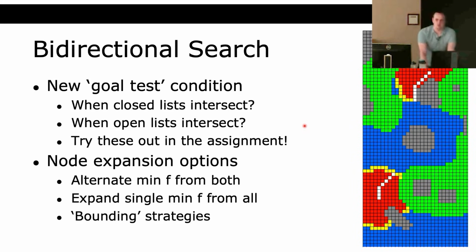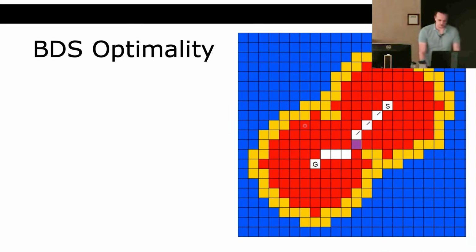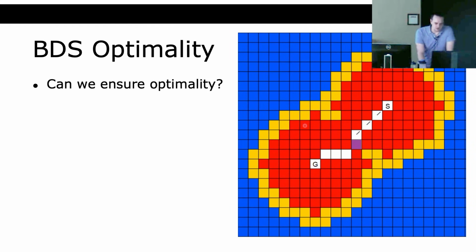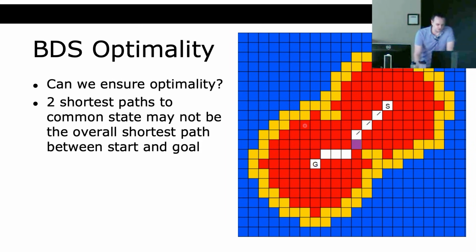Node expansion options. Do you just take the minimum f from one of them? From both of them? Do you expand the minimum from all of them? You could have some bounding strategies in there. There's lots of cool things that you can do with bidirectional search. But here is the kicker. Optimality. Can we ensure optimality with bidirectional search? Well, look at this. There's a purple node right here. Two shortest paths to a common state may not be the overall shortest path between the two states.